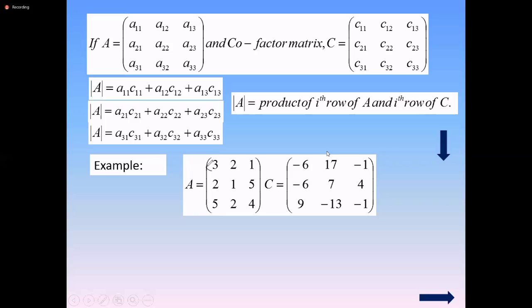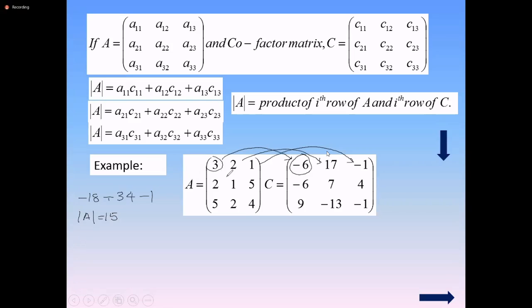Get number 3 here, number minus 6. Multiply them together. Then 3 by minus 6, minus 18. Then 2 and 17, 34. Then 1 by minus 1, minus 1. So what is the value? Minus 19, 34. The answer is 15. So the determinant value of A is equal to 15.